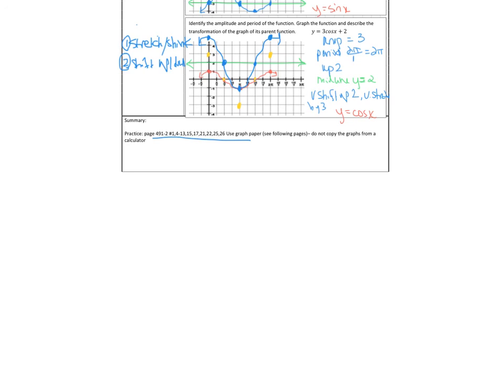And then finally, we provided copies of the book if you didn't have a chance to look at the book online.